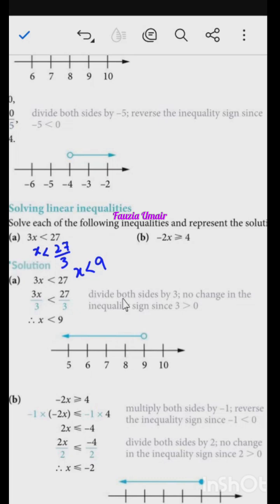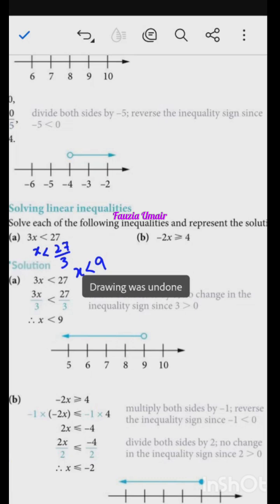Are you getting this? If you want to solve an inequality, you will just follow the same steps as you do in equations. And then, -2x is bigger than or equal to 4. How are you going to solve it? You will take this minus 2 to the other side. So it will be... Okay. So is this first example clear? Yes, miss.